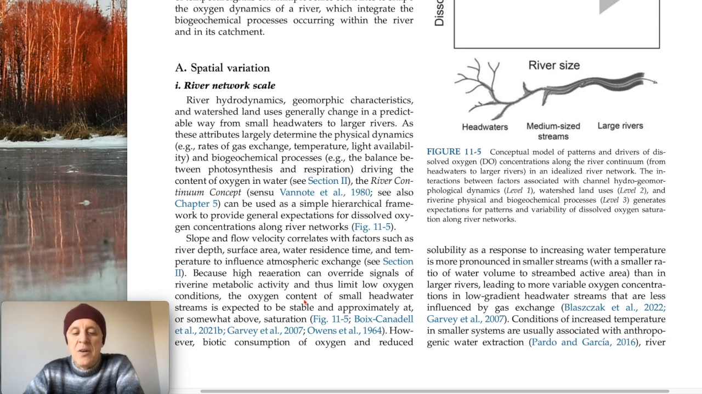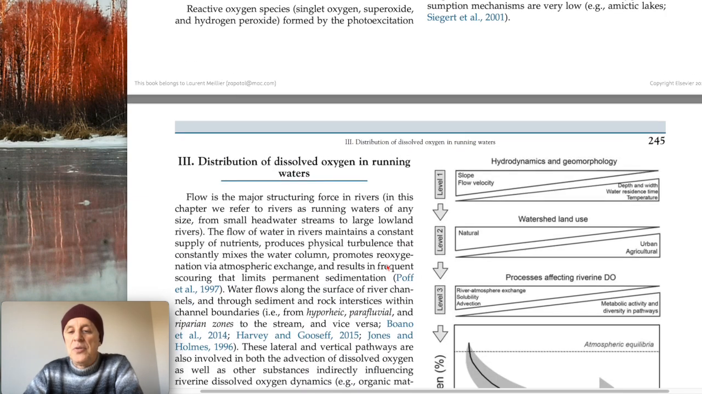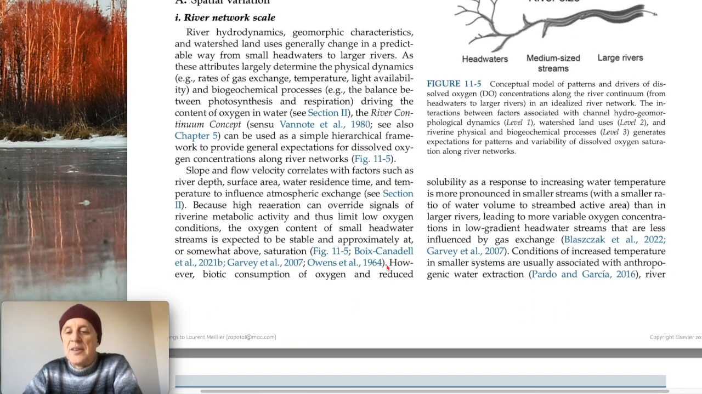Because high reaeration can override signals of riverine metabolic activity and thus limit low oxygen conditions, the oxygen content of small headwater streams is expected to be stable and approximately at or somewhat above saturation. However, biotic consumption of oxygen and reduced solubility as a response to increasing water temperature is more pronounced in smaller streams than in large rivers, leading to a more variable oxygen concentration in low gradient headwater streams that are less influenced by gas exchange.